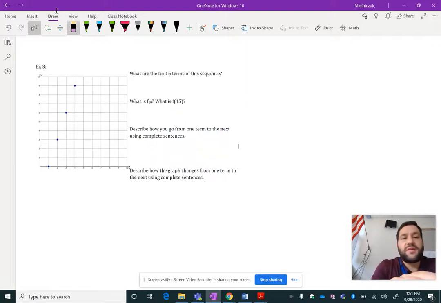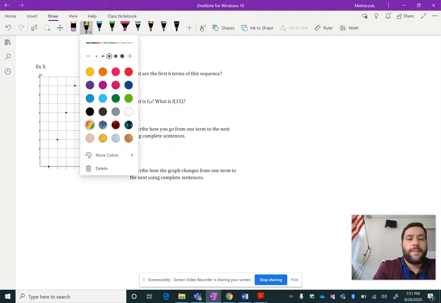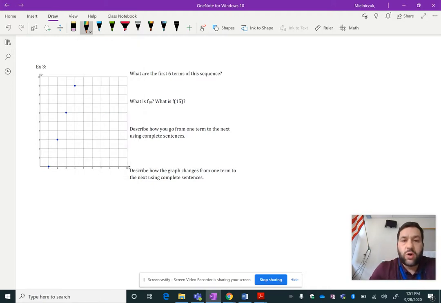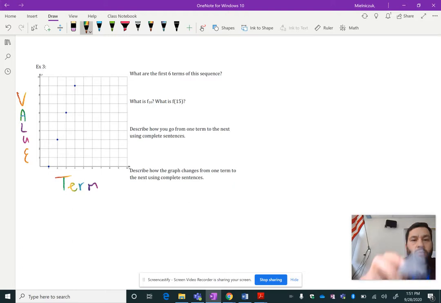All right, now we're given a sequence, but this sequence is given in graph form. It says, what are the first 6 terms of the sequence? Well, if we look at our graph, we see that our first term, with the term on the bottom, the value here, at 1 would be 0. Well, what's our second term?